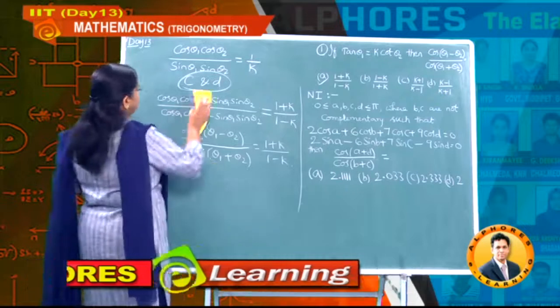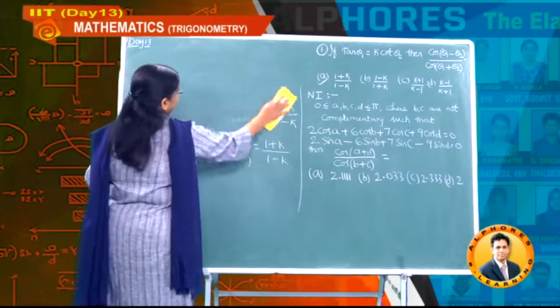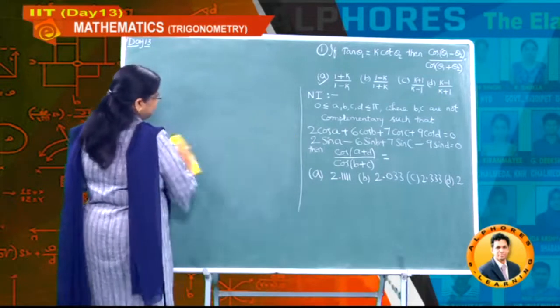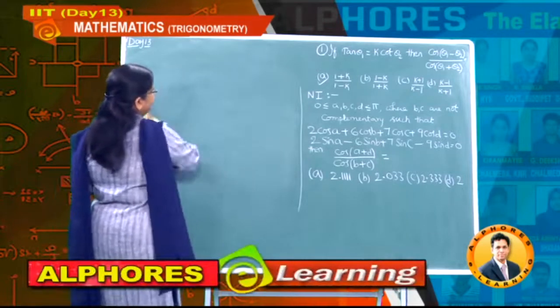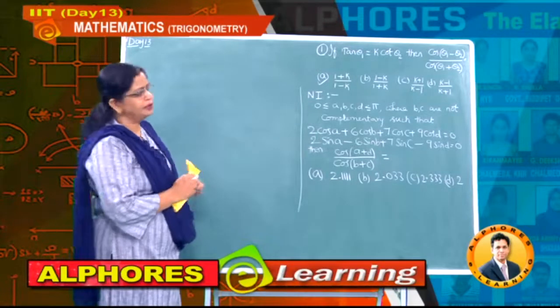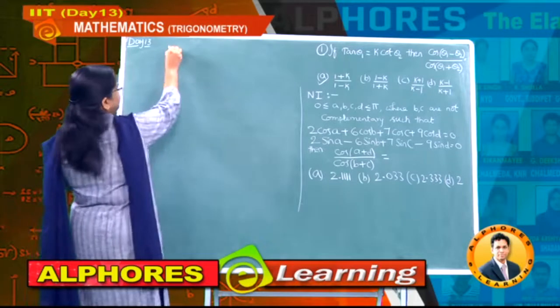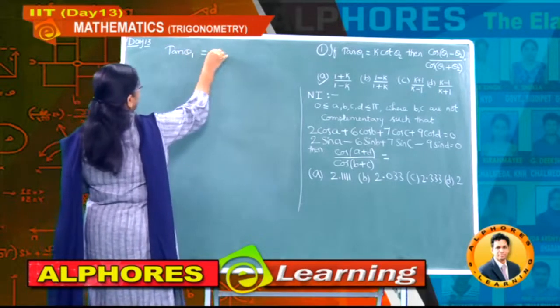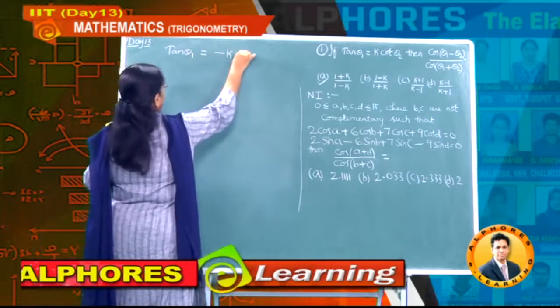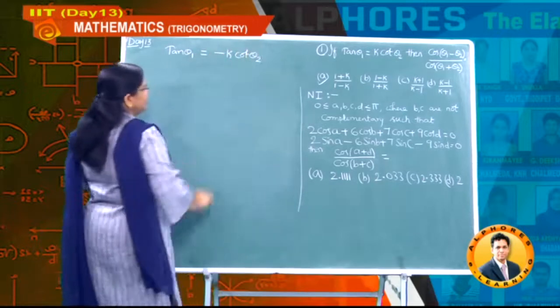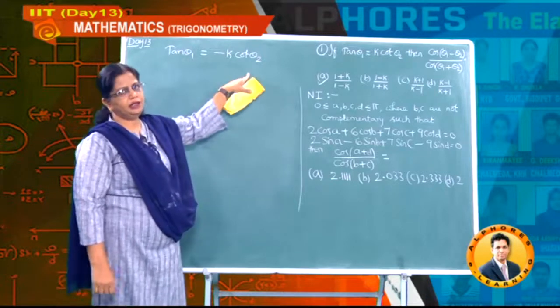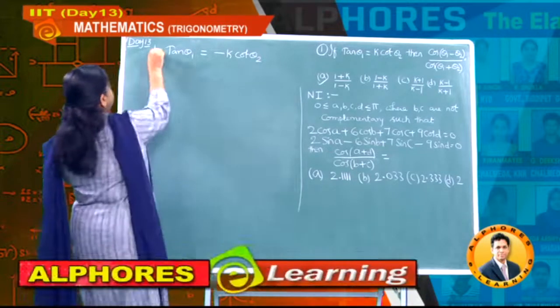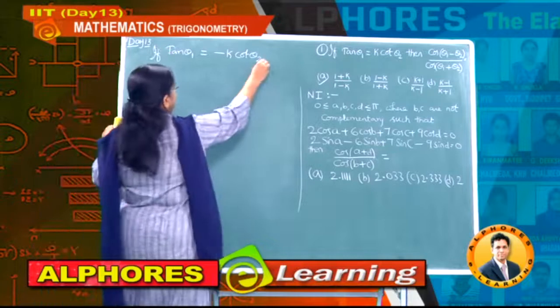Suppose for the same problem I give just a small change. Understand? Just observe carefully, students. A small change I am doing. What is the small change here? Tan theta 1 equals, suppose it is given as, minus k cot theta 2. Okay students, if this is the data given, again the question is the same.